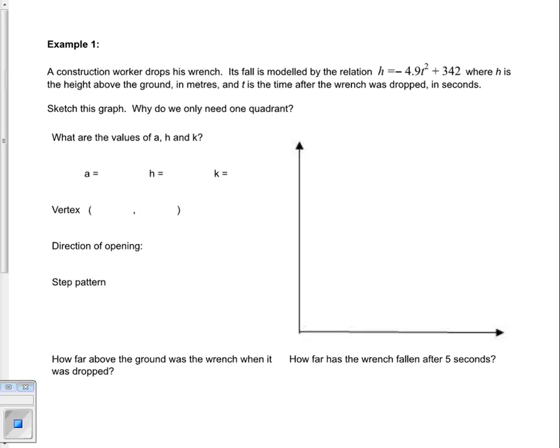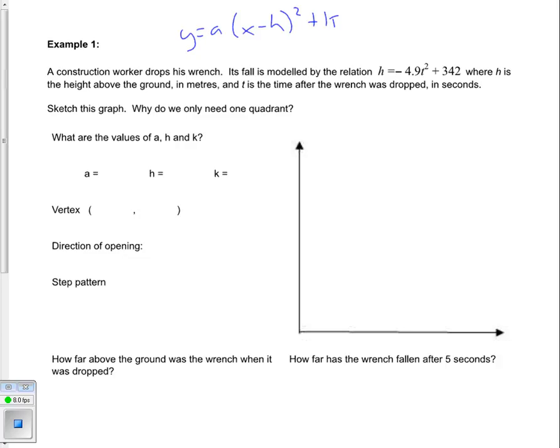We're going to use the vertex form of the quadratic equation to actually solve certain problems. Again, we're always looking at equations in the vertex form, y equals a(x minus h) squared plus k, where (h, k) represents the vertex.